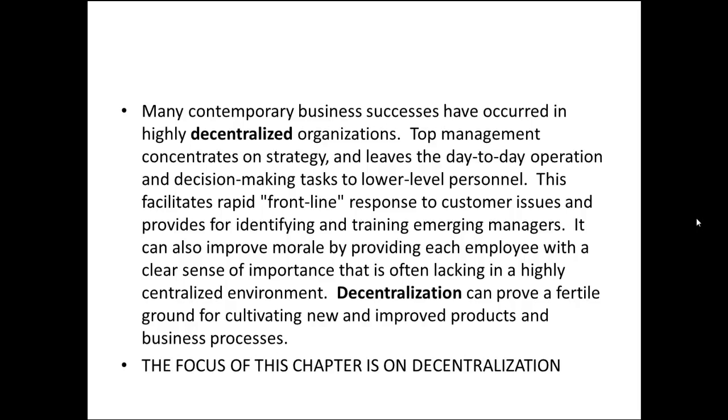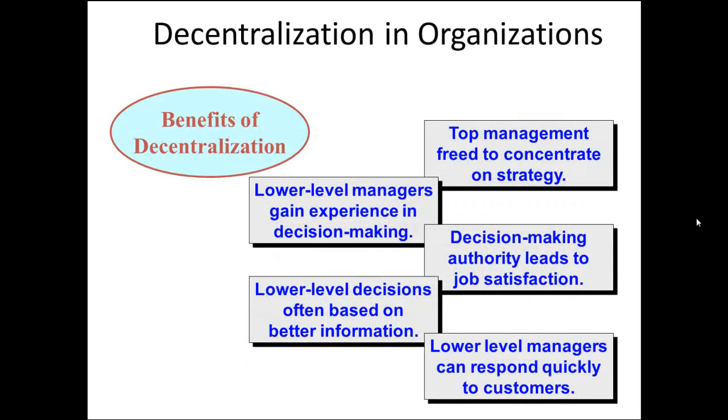I'm going to let you kind of pause the screens here if you want to and read what's on these slides. Let's talk about some of the benefits of decentralization. And top management is free to concentrate on strategy. Lower level managers gain experience in decision making because they might be working their way up the ranks one day. Decision making authority leads to job satisfaction. We all like to feel like we're part of something and we can influence. Our work is influential. That's something that most people desire to feel.